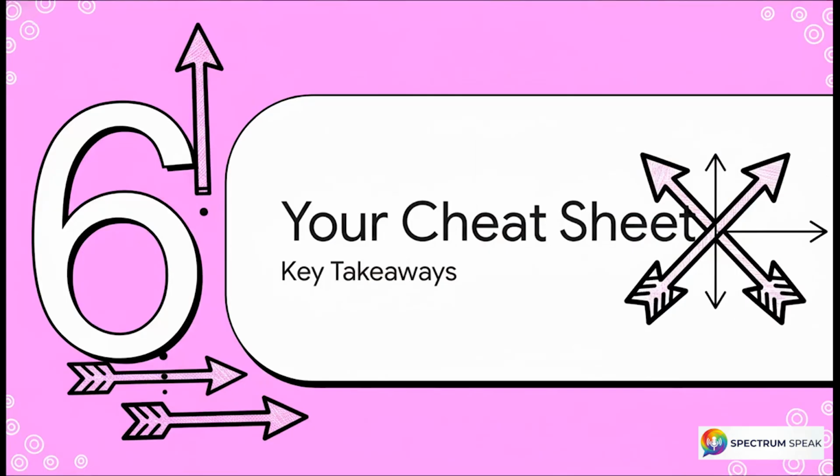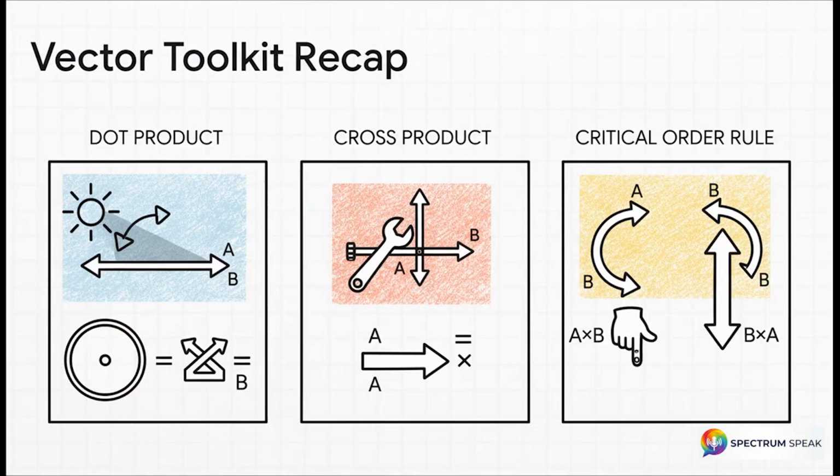Whew, okay, that was a lot. So let's boil it all down to a simple cheat sheet you can take with you. Okay, if you remember nothing else from this explainer, remember these 3 things. 1, the dot product is for alignment. It gives you a scalar, just a number, and you should think shadow. 2, the cross product creates a new perpendicular vector. It gives you another vector, and you should think wrench. And 3, the absolute golden rule, order matters for the cross product.